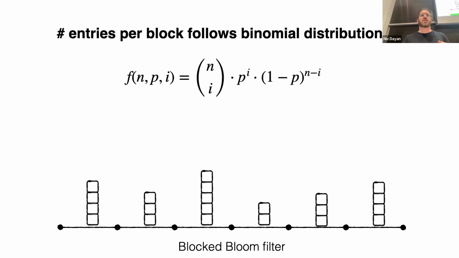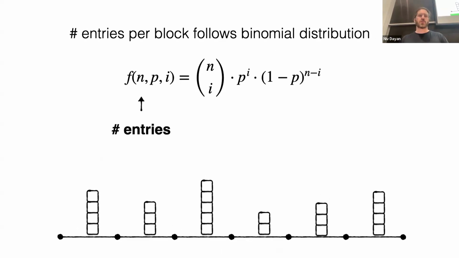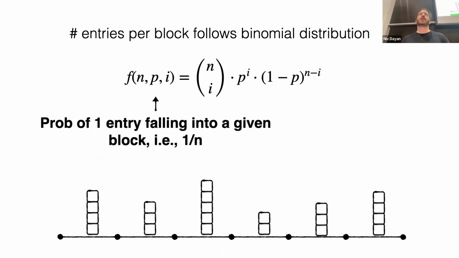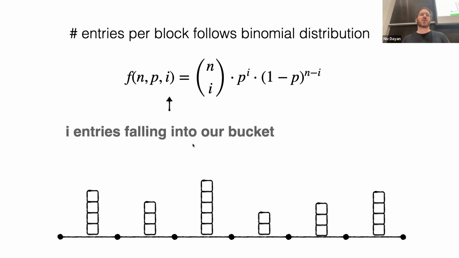Okay, so before I show you the actual technique, I'll show you why we use that technique and why it makes sense. Thing to observe is that if you're trying to analyze the number of entries that map to a block, this is going to follow a binomial distribution. So in this binomial distribution, n is the number of entries, p is the probability that you fall into a given block, let's say 1 over n if n is the number of blocks. This is not totally precise, but I'm just trying to build intuitions. And i is the number of entries falling into that block.